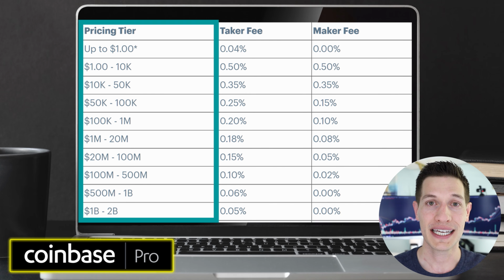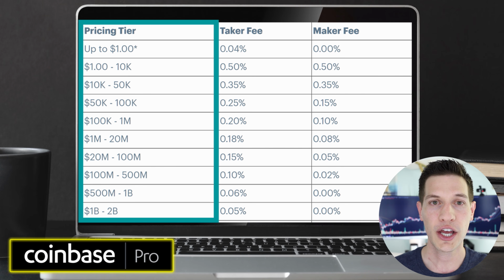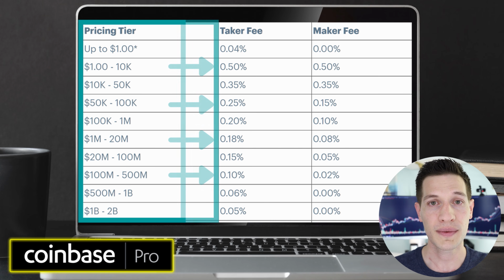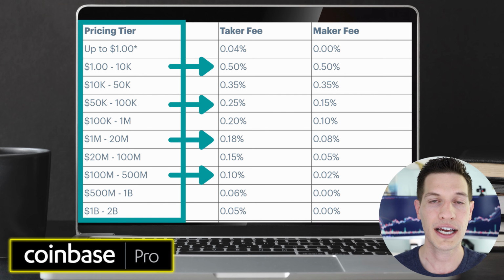Let's look at the first column to begin. This simply determines what pricing tier that you fall into. And it's based off of how much you've traded in the past 30 days. Whether that's $500, $1,000, $20,000, $1 million, it's calculating over the past 30 days how much you have traded in any of these exchanges. And that determines then what taker or maker fee that you're going to be using.